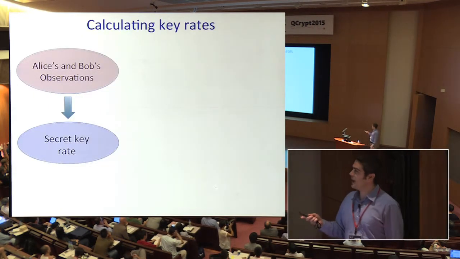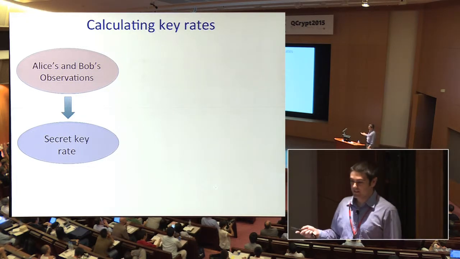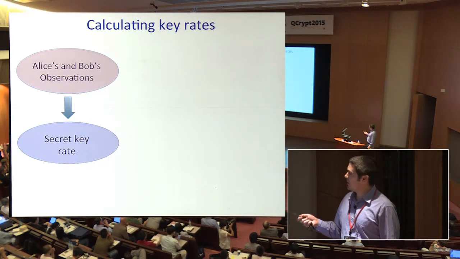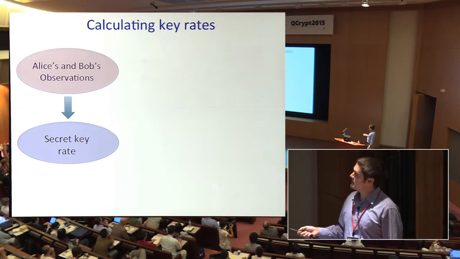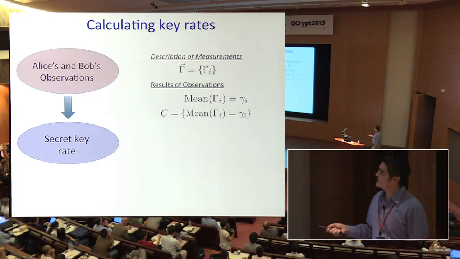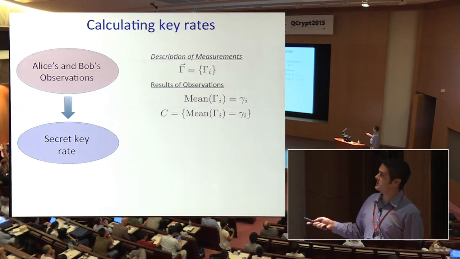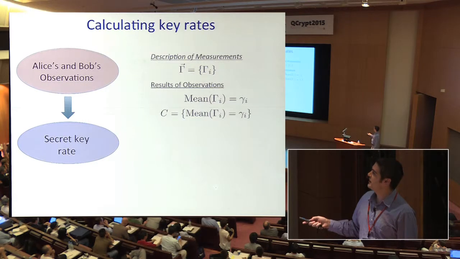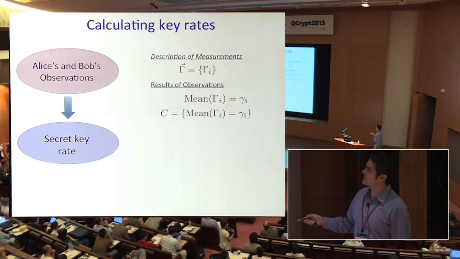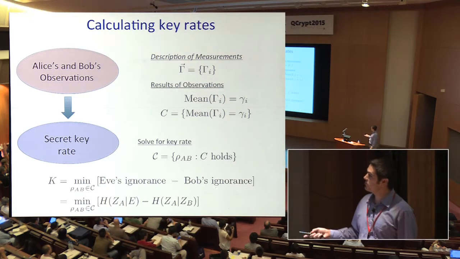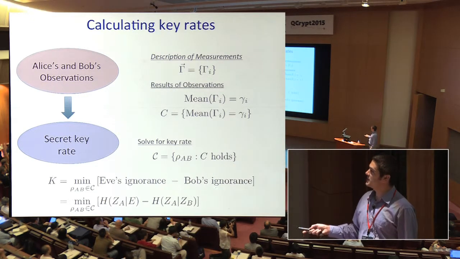But what's the machinery behind that? How do we actually calculate key rates? The key rate, as I'll show in a moment, is an optimization problem. The idea is we want to go from Alice and Bob's observations, which correspond to a set of measurement operators represented by these Hermitian observables, and their corresponding expectation values here. And then you can form a set of density operators that satisfy these constraints.